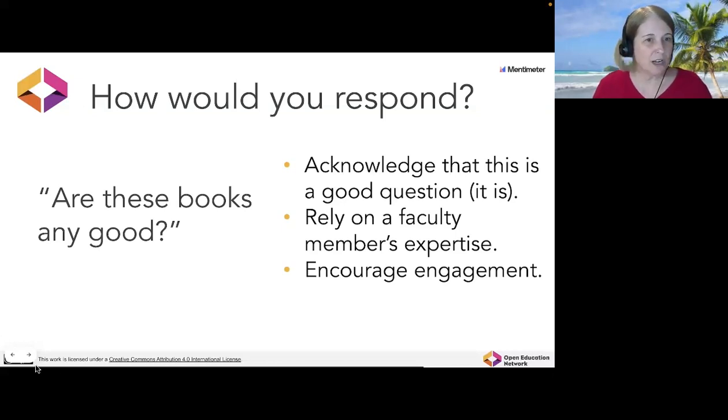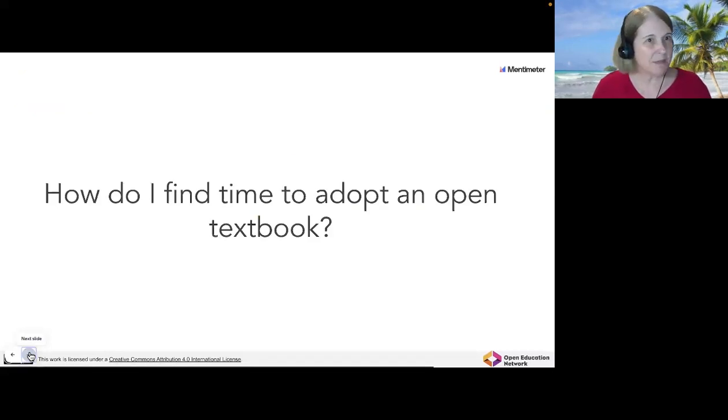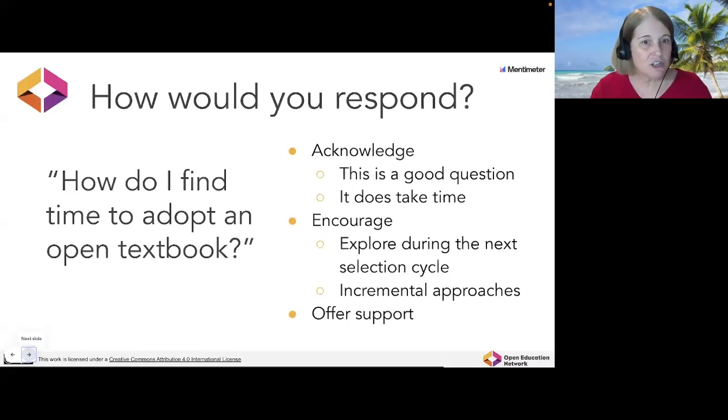This next question, we're not going to role play in the interest of time, but we do want to kind of walk through some of the possible answers that you could give. And as we saw in the mentee comments about barriers, quality was one that was mentioned many times. Time was another one that was mentioned many times. And faculty do have concerns about, I'm busy with service and scholarship and teaching. How do I find time to adopt an open textbook? So this next slide kind of breaks down, again, acknowledging that this is a good question. It does take time.